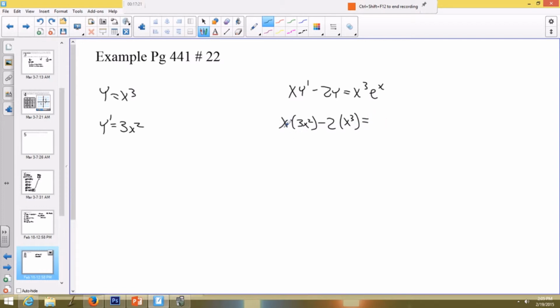Well, when I multiply this out, I get 3x squared minus... again, I am really good at calculus, but really terrible at arithmetic. x times x squared is x to the third, minus 2x to the third, which is just x to the third, which is definitely not equal to x to the third e to the x. So this is not a solution.